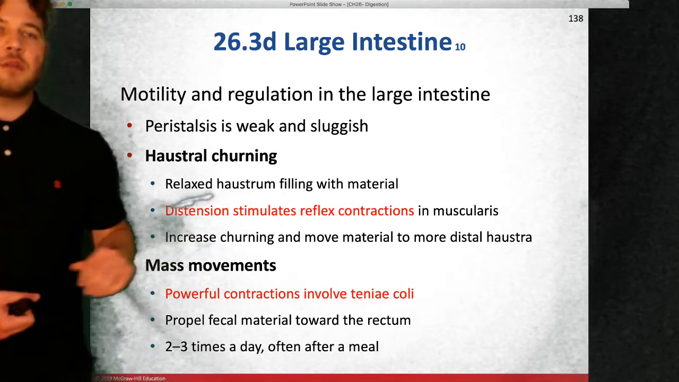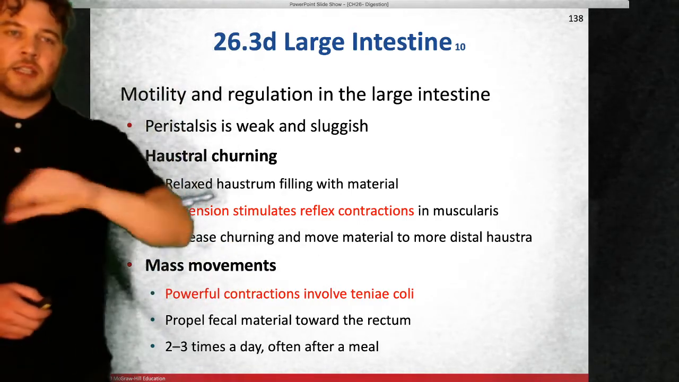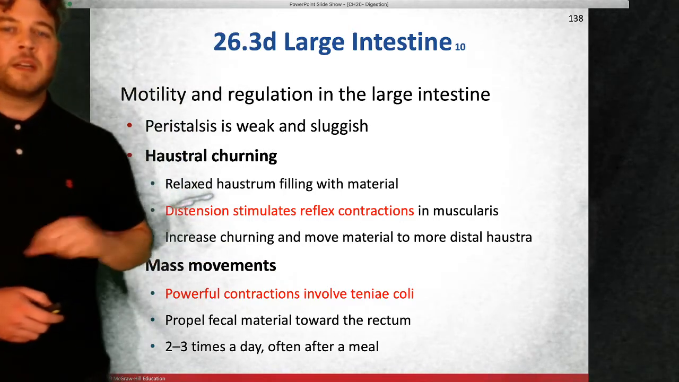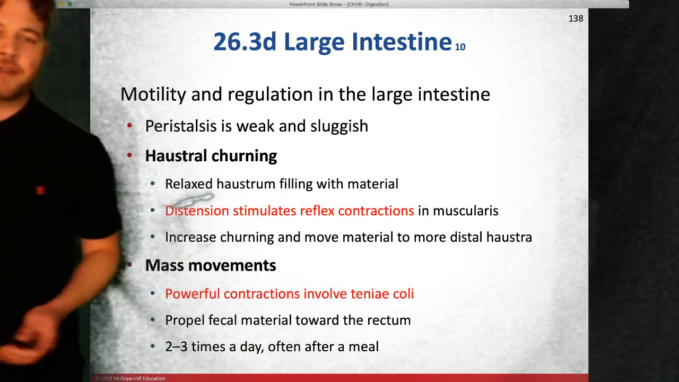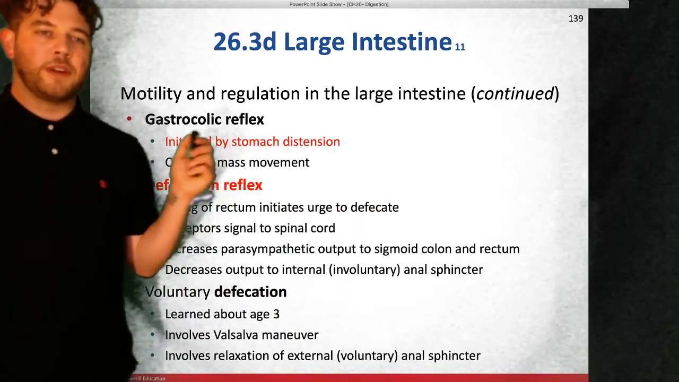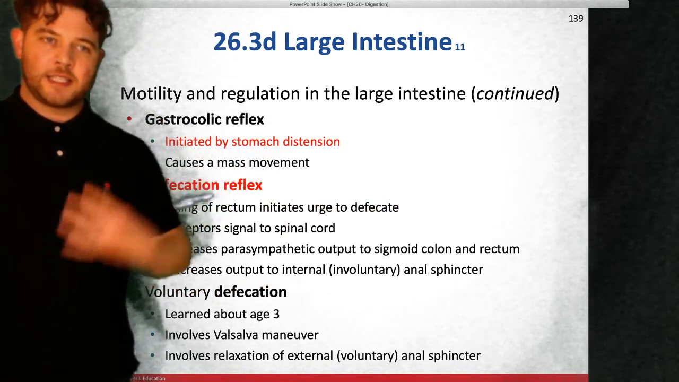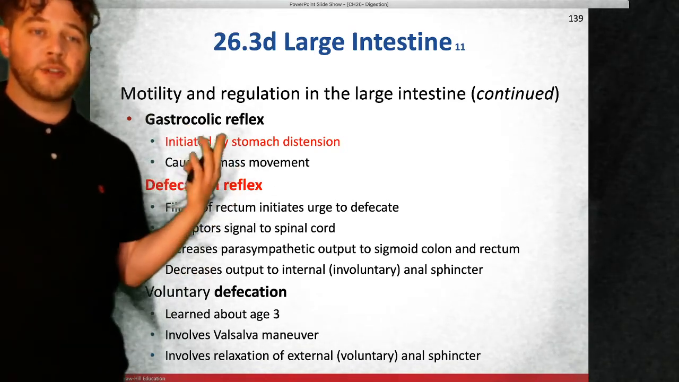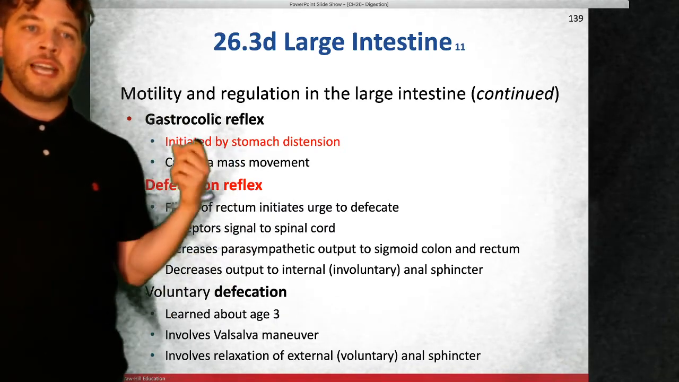Mass movements also occur. These are powerful contractions involving the taeniae coli, which are the bands that run along the outer wall of the large intestine. It propels fecal matter towards the rectum. It happens two to three times a day, often after a meal. Your gastrocolic reflex is initiated by stomach distension. As soon as you start to eat something, that sends a signal to your colon, specifically, that it needs to start moving things along. Gastrocolic, right?